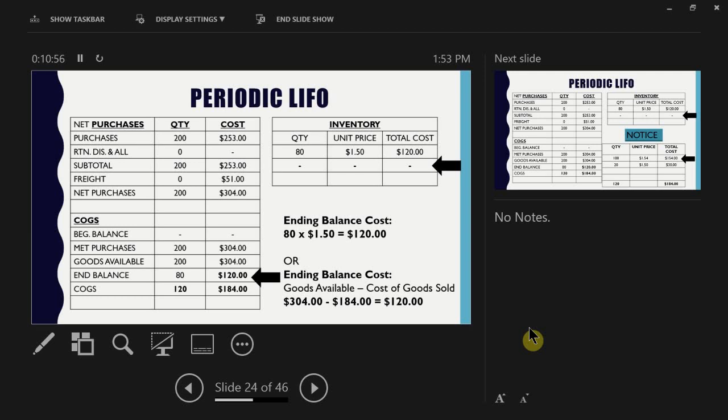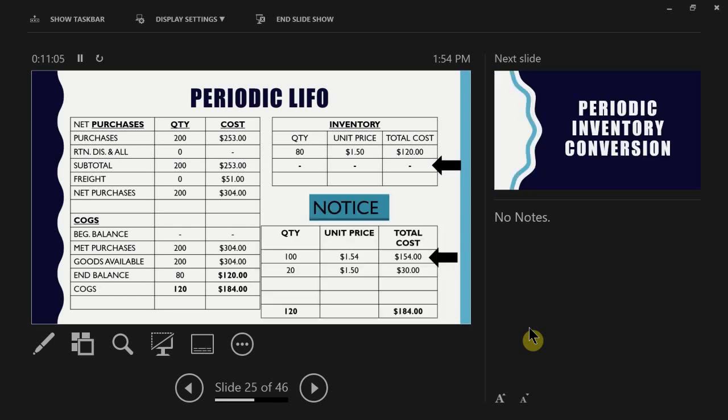That must be the rule of thumb too, that at least these numbers match and this equation holds true. So once we finally solve for our worksheet here, notice this: we took 100 from the last batch, 20 from the previous, and we got a grand total of my cost of goods sold and my ending inventory.